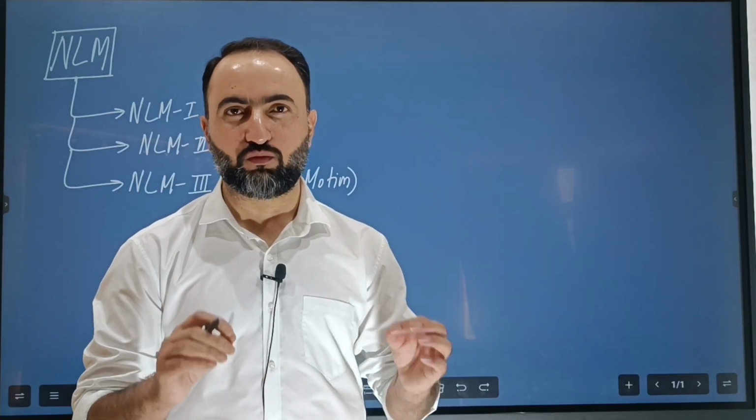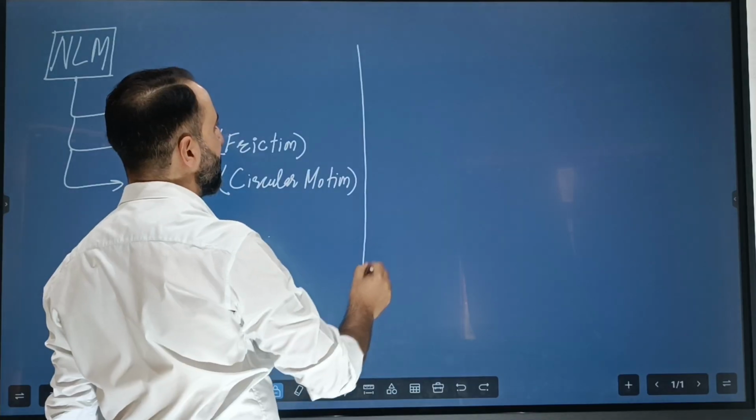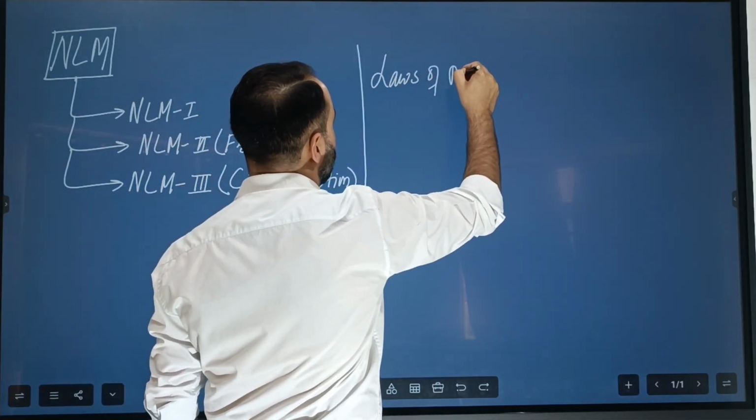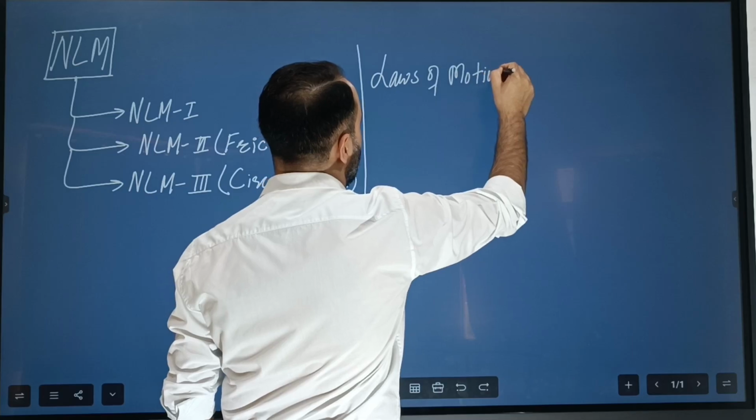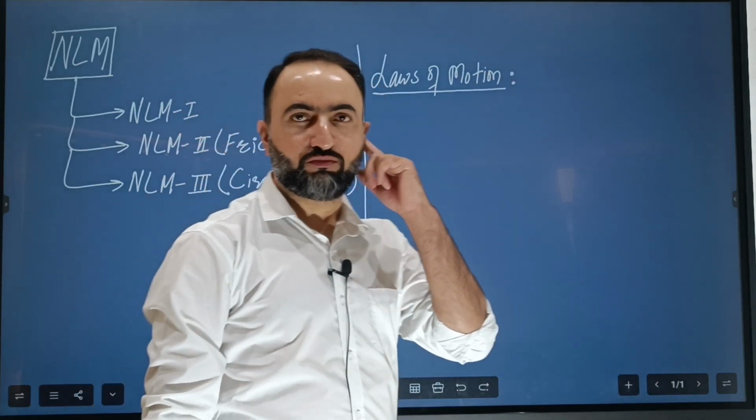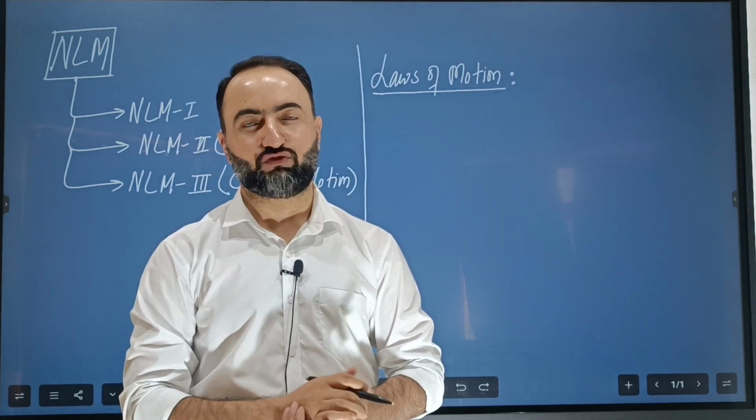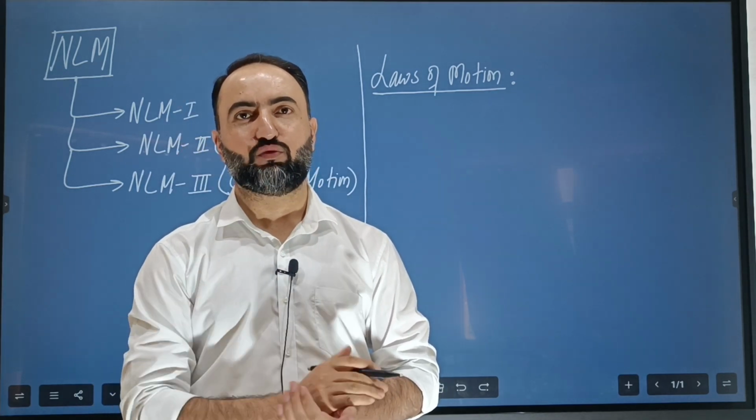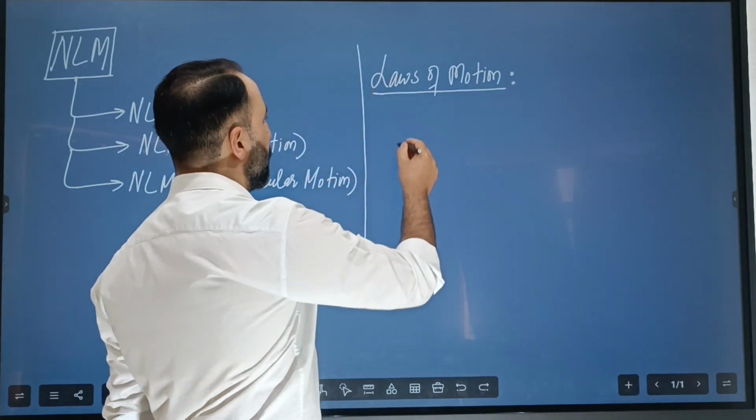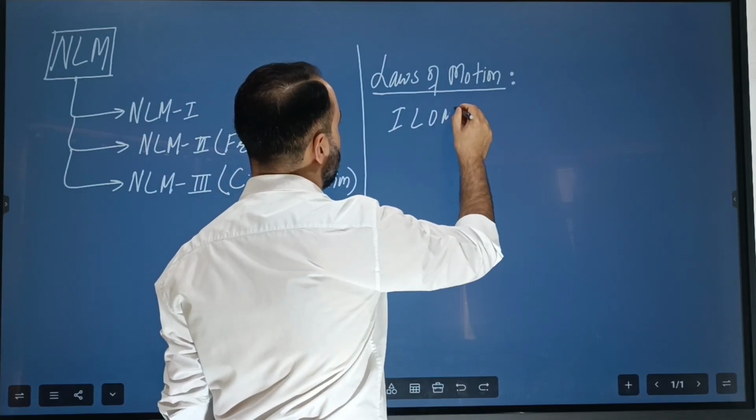The first topic is the laws of motion. Now you must be knowing that there are three laws of motion: first law, second law, and third law. One by one we'll discuss the first law of motion, then the second law, and the third law. So let's start with the first law of motion.